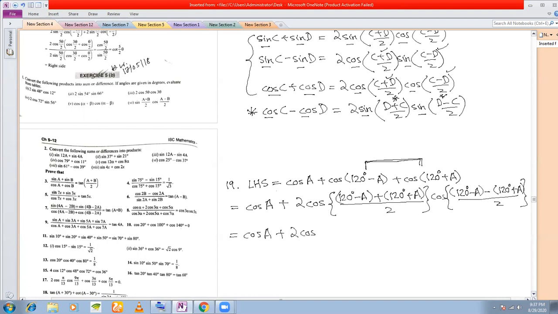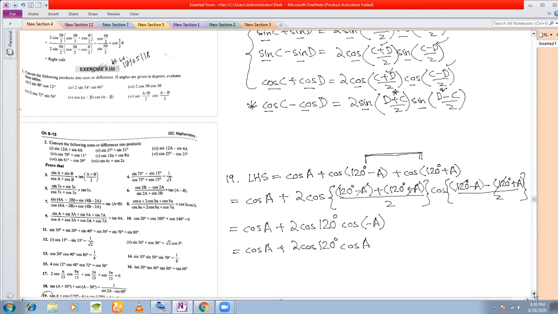Now what happens in this case? Plus A and minus A will cancel. You simply get 240 divided by 2, 240 divided by 2 is 120 degree. And here you get cos 120, and 120 will cancel, isn't it? If you open the brackets, you will get minus 2A by 2, which is simply minus A. So you get cos A plus twice cos 120 degree, and you know cos minus A is simply cos A, because cos of minus theta is cos theta.